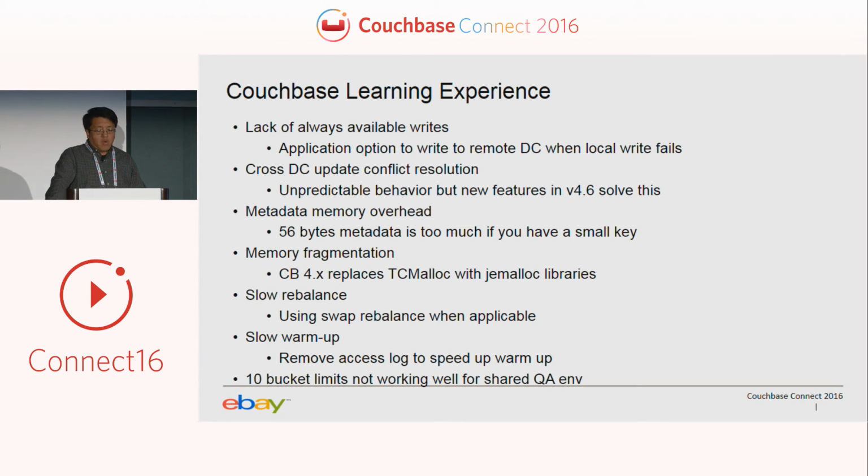The other one is slow rebalancing because of large data sets, so that's why in most cases we try to use swap rebalance, 1-to-1, which is much faster. Also, the warm-up problem. One trick is that as part of the startup process, we modify the script under init.d. Basically, we remove the access log, and that makes the warm-up much faster. Normally, even reading those access logs may take 10 minutes, even half an hour. So removing that definitely improves things.